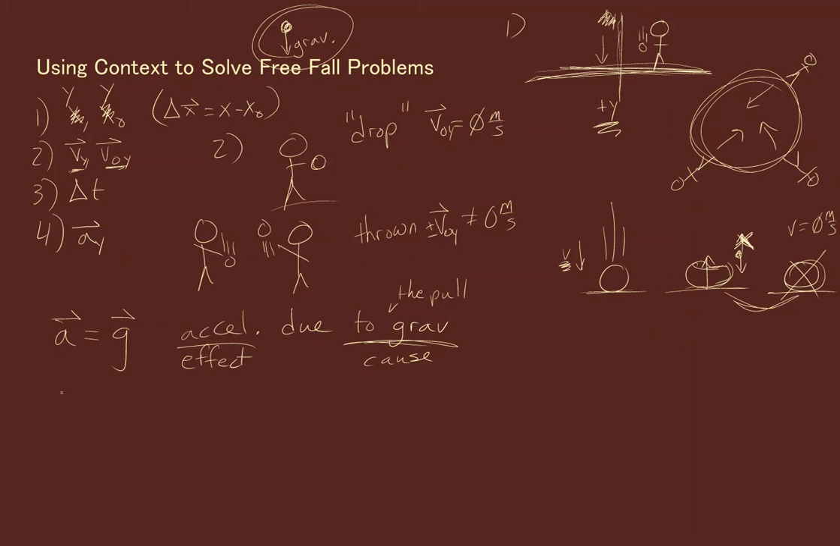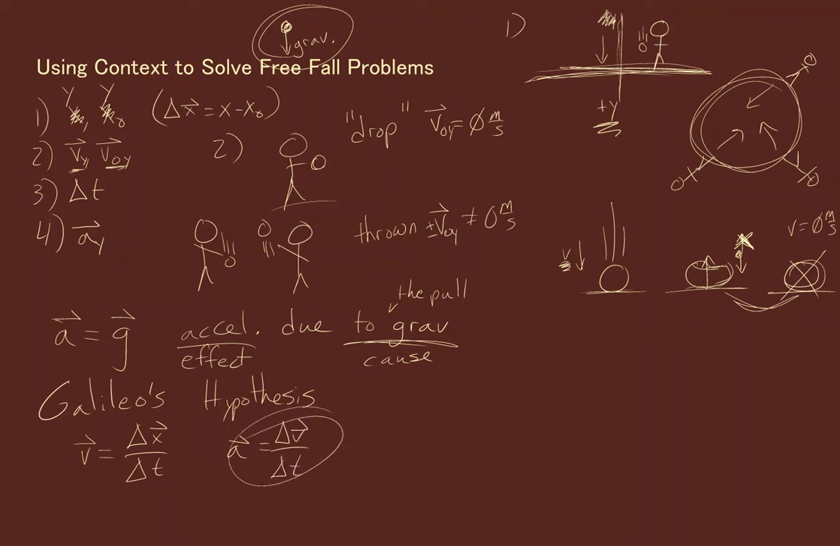Galileo's hypothesis says that everything falls at the same rate. So the question here is, what rate was Galileo talking about? Was he talking about the change in position over the change in time? Or was he talking about the change in velocity over the change in time? It's going to be the acceleration.